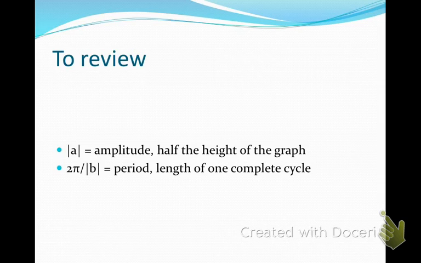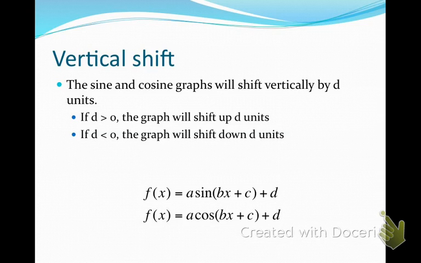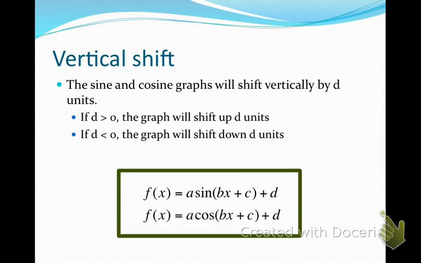Alright, so quick review: if we want to know where the amplitude is, we're looking at the absolute value of A. And if we want to know what the period is, we're looking at 2 pi over the absolute value of B. And as another reminder, those letters come from these standard forms of the equations down here. So if D is greater than 0, so if D is positive, we're going to go up. And if D is negative, we're going to move down.